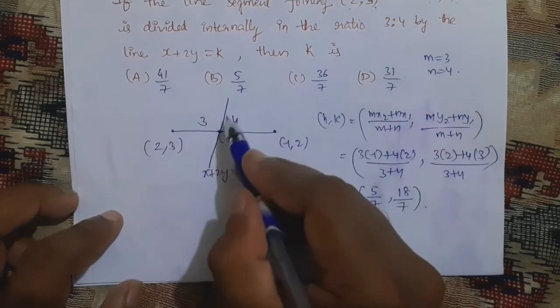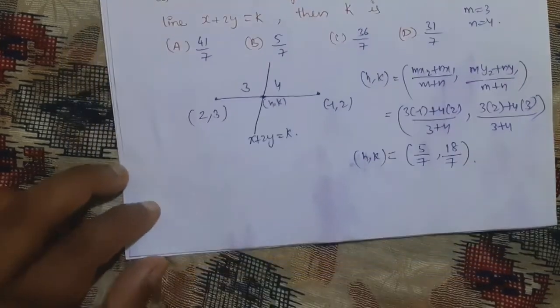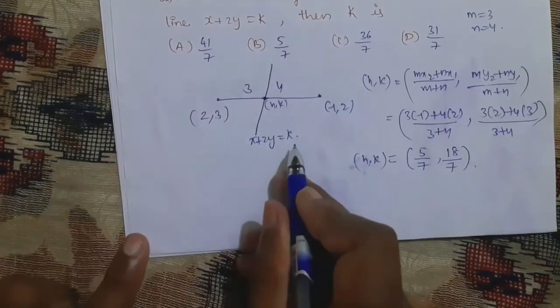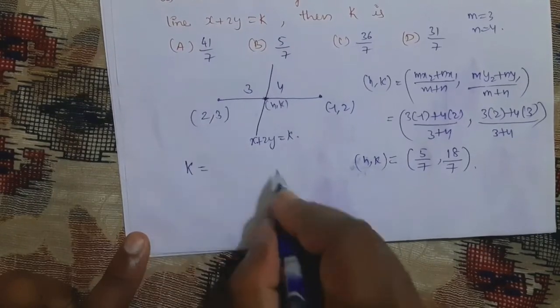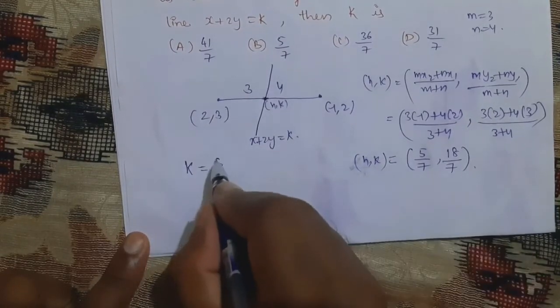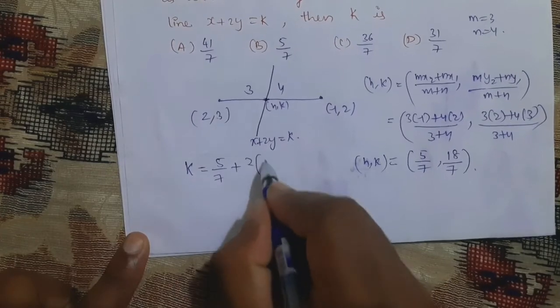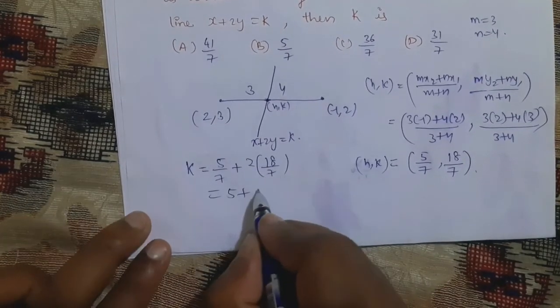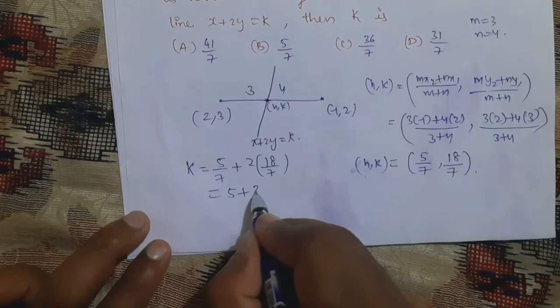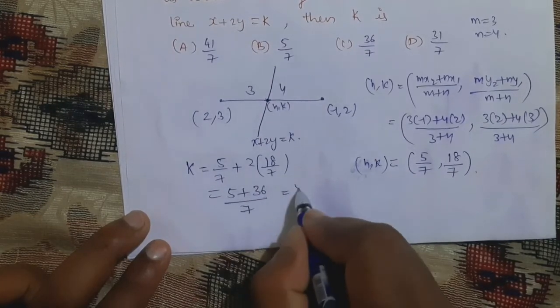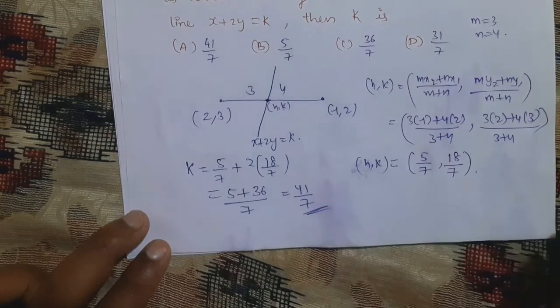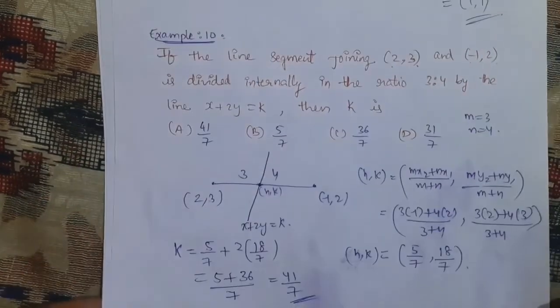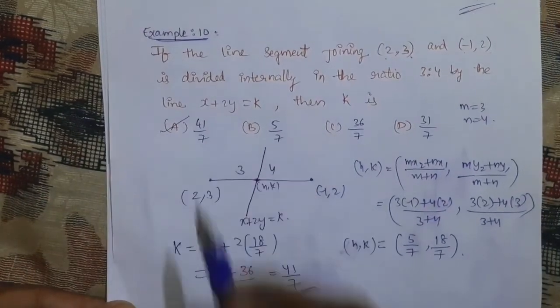Now we need to substitute this point in the line to get k. They gave x plus 2y equal to k, so k is equal to x plus 2y. x is 5 by 7 plus 2 times 18 by 7, which is 5 plus 2 18s, 36, divided by 7, which is equal to 41 by 7. So when it comes to this question, option A is correct.